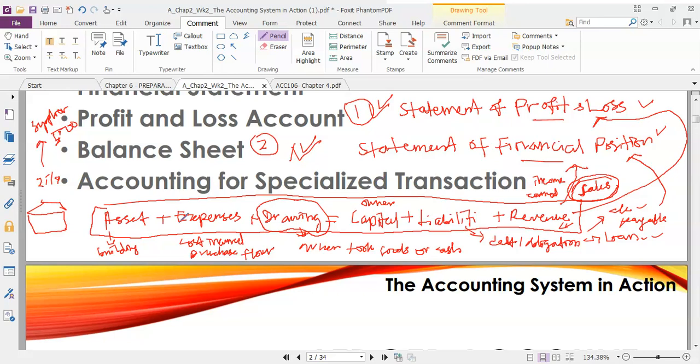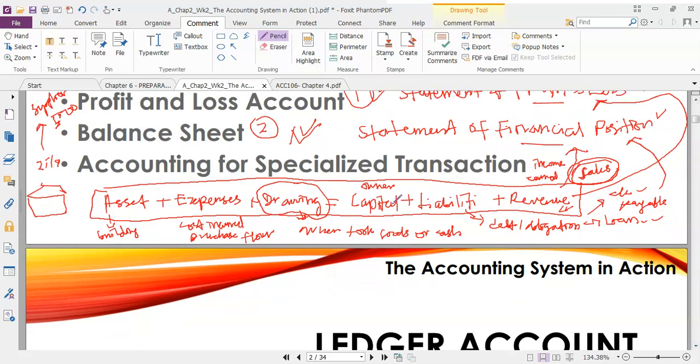Okay, so kenapa elemen tersebut saya grupkan kepada dua grup. Asset, expenses, drawing, satu grup. Capital, liability dengan revenue, dia adalah satu grup yang lain. Sebab apa? Dia sangat penting untuk you tahu masa kita nak buat double entry nanti, untuk kita buat T account nanti. Dekat T account tu kita akan kena tahu double entry dia.